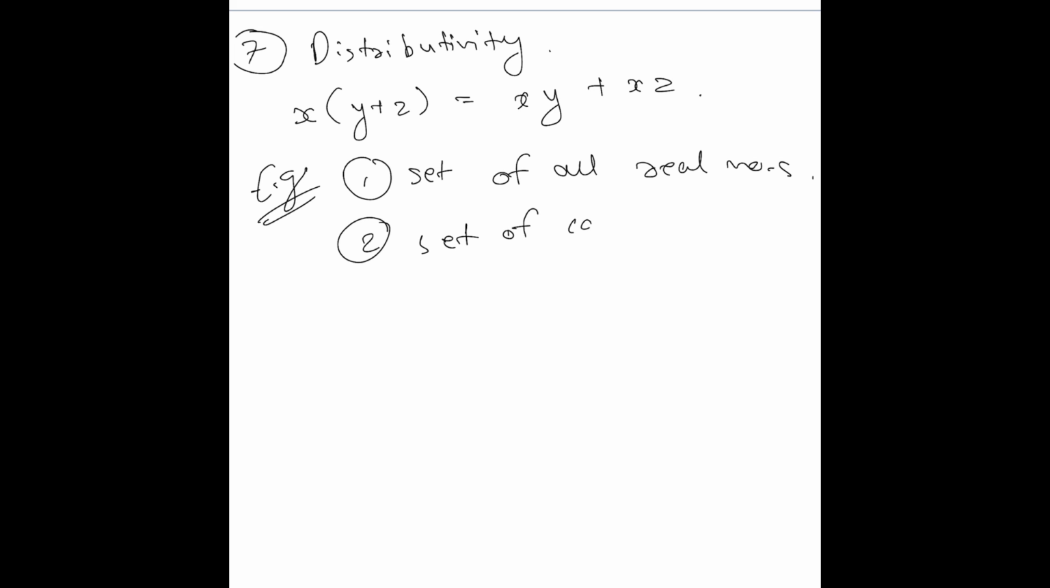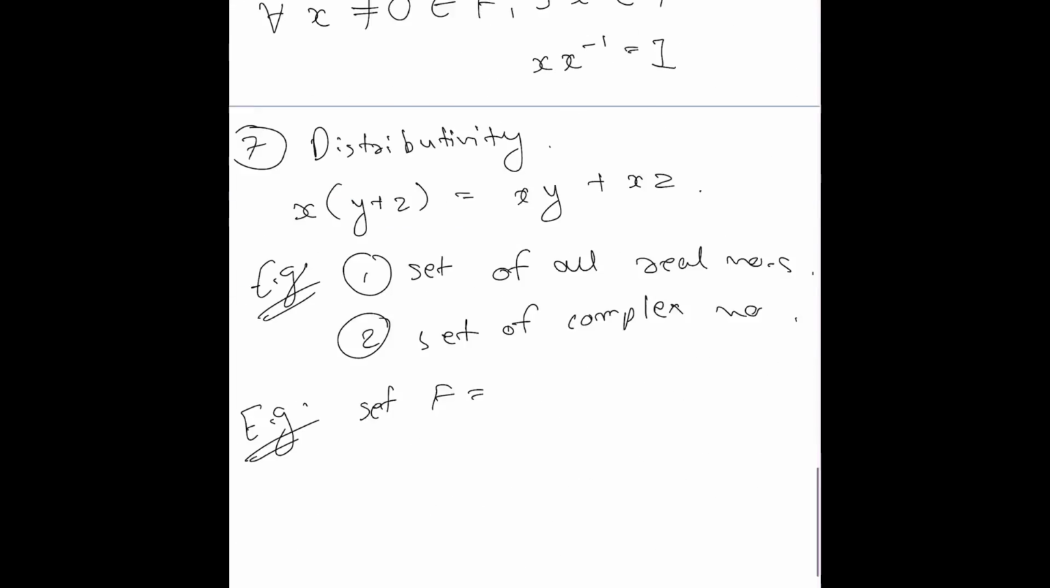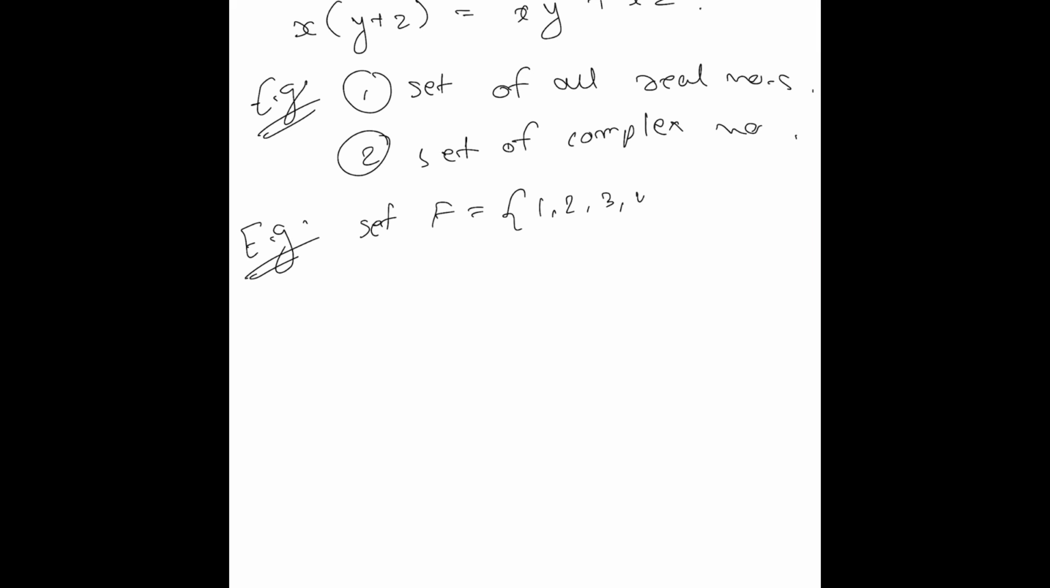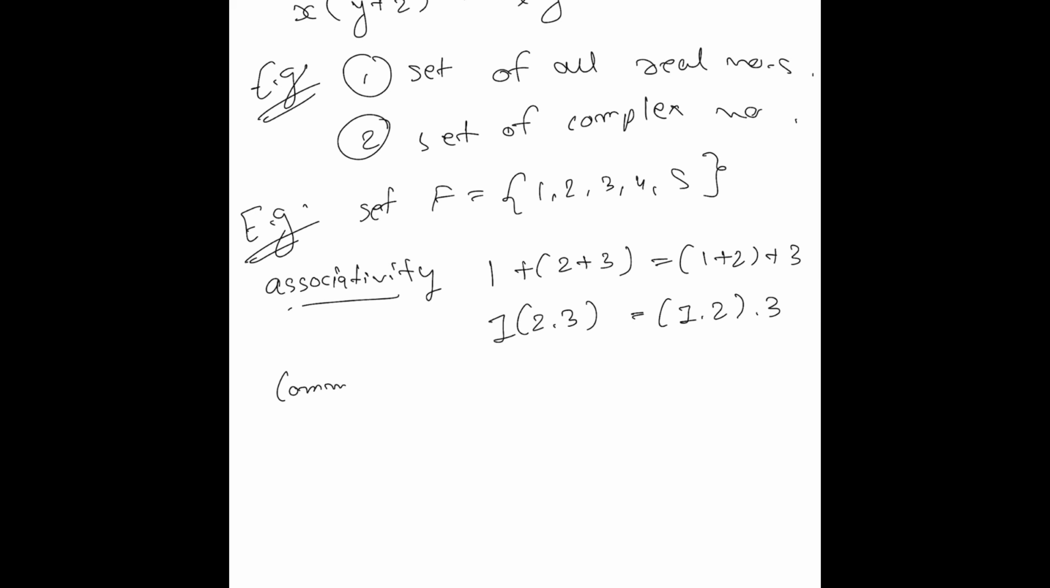Let's go with an example. We have set F, as we wrote in the example on top: 1, 2, 3, 4, 5. First we go with associativity. You can go with, like, 1 plus 2 plus 3 equals 1 plus 2 plus 3, and 1 multiplied by 2 multiplied by 3, and so on. Now commutativity, you can go with any numbers like 5, 4, 5 also, but just to keep the video simple and good.